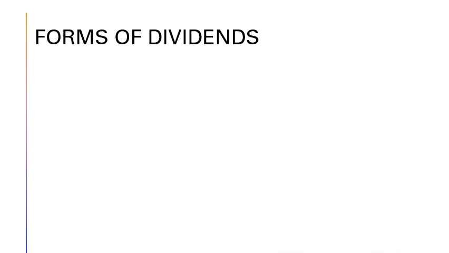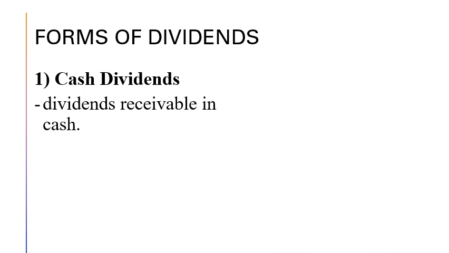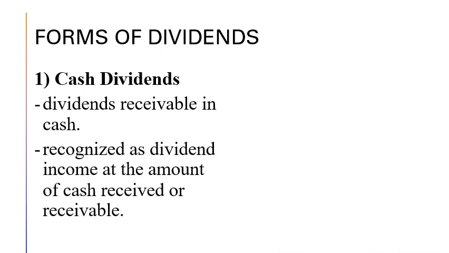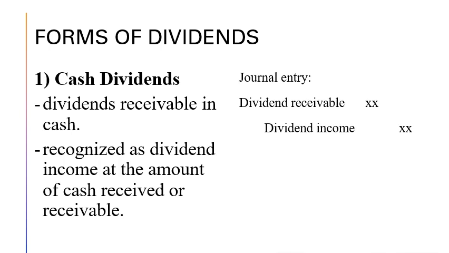So there are different forms of dividends. First, we have the cash dividends. These are dividends that are receivable in cash, and they are recorded or recognized as dividend income at the amount of cash received or receivable. So to record a cash dividend, we debit dividend receivable and we credit dividend income. When we already receive the cash payment, we debit cash and then we close the dividends receivable.